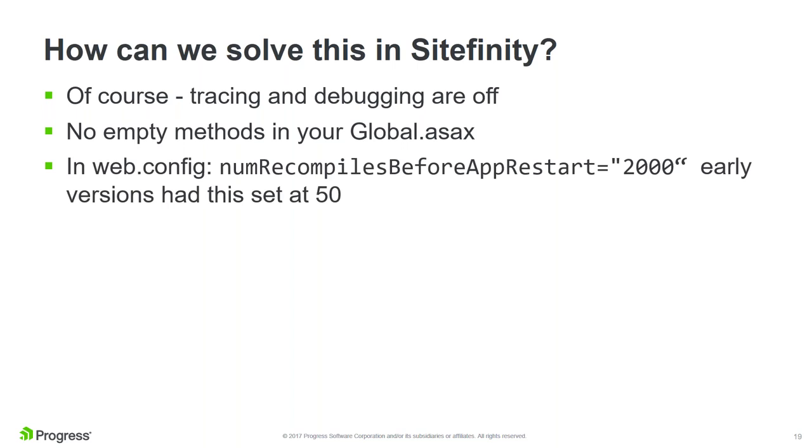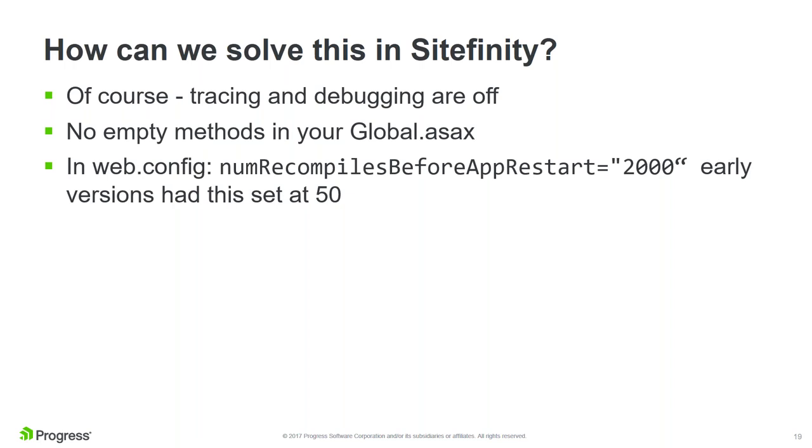In the web config, the number of recompiles before app restart should be around the 2000 mark. If you're in version, I think 10 or above, that will probably be 2000 already. So if you started a new project, you should be right. But if you're upgrading an earlier version, or you've been through a few upgrades before version 10, this was set to about 50. So it is one to look out for. You may want to change that.